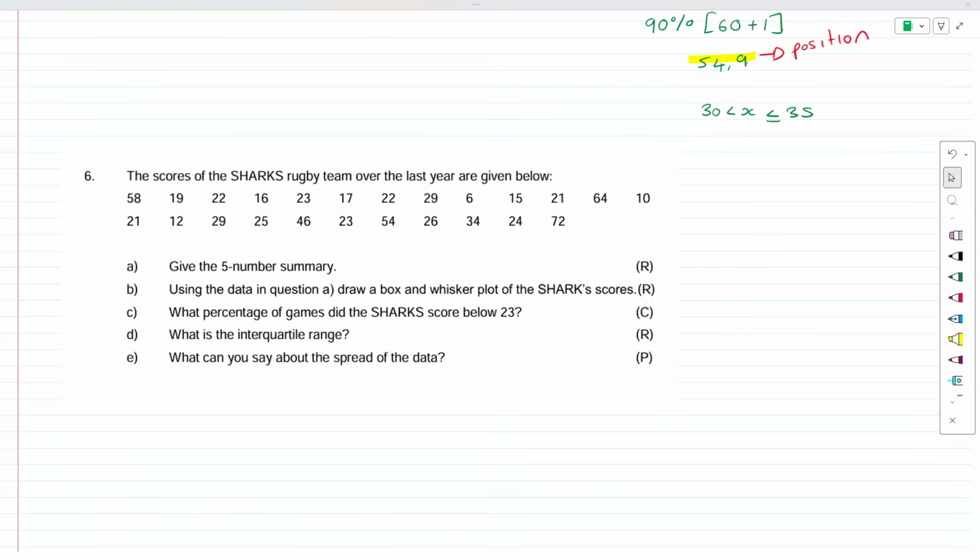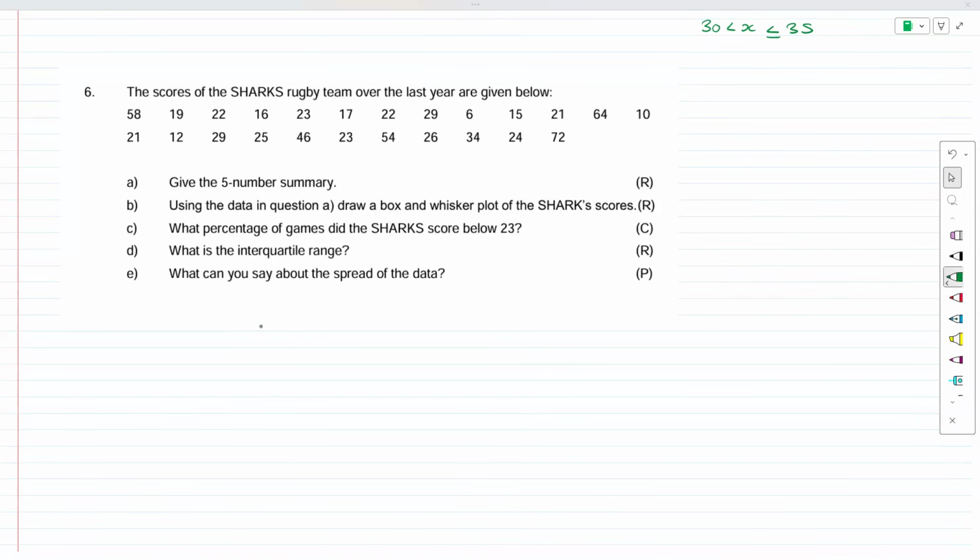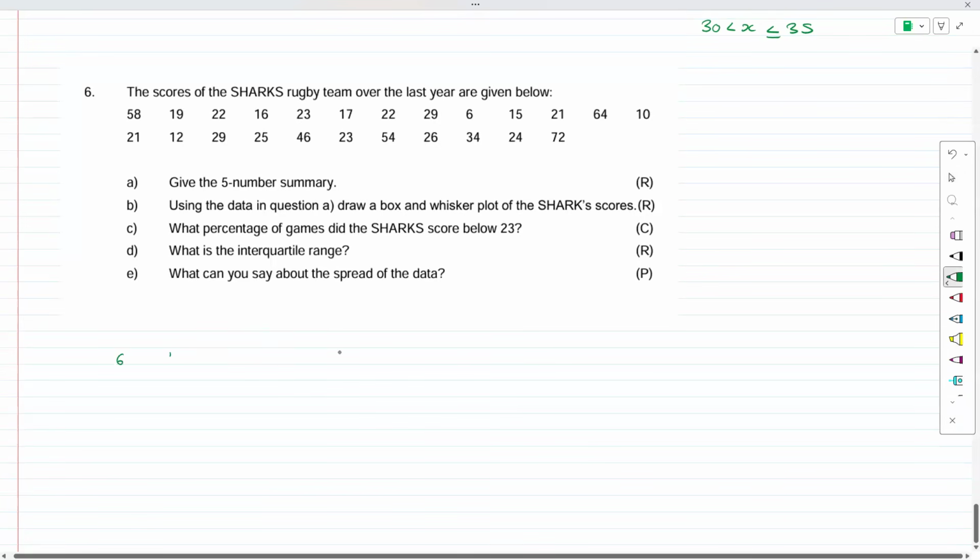Okay, guys, the next question generally is an easy question. I wanted to make a separate video to deal with this, but the question came up. The scores of the Sharks rugby team over the last year are given. Now, what I'd like you to do is to put everything in order. This question does not work if everything is not in order.